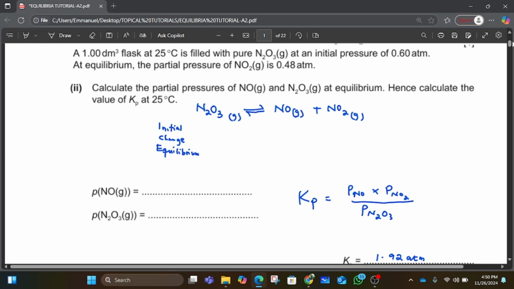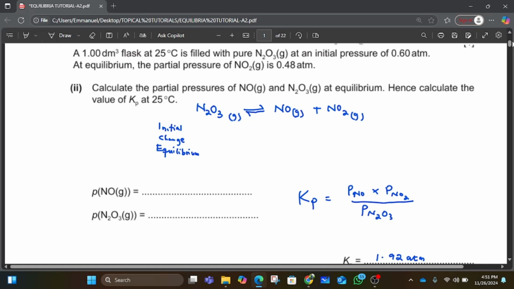A 1.00 decimeter cube flask at 25 degrees Celsius is filled with pure N2O3 gas at initial pressure of 0.60 atm. At equilibrium, the partial pressure of NO2 gas is 0.48 atm. Calculate the partial pressures of NO gas and N2O3 gas at equilibrium. Hence, calculate the value of Kp at 25 degrees Celsius.